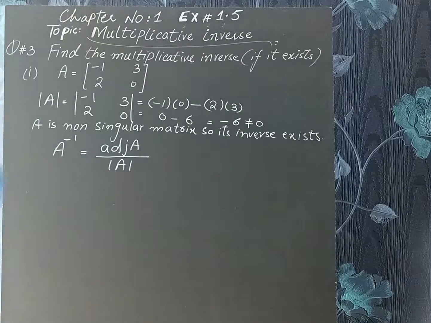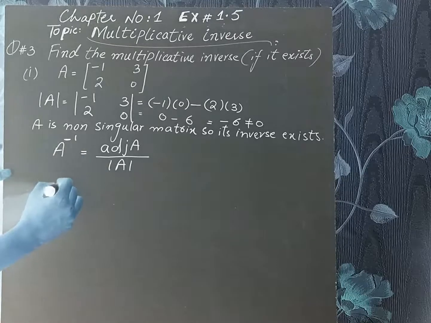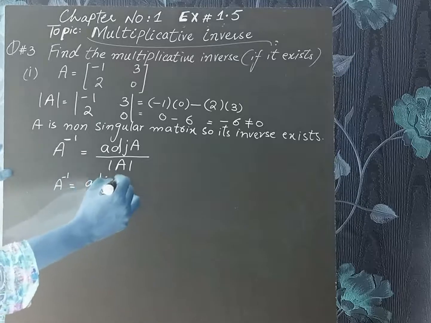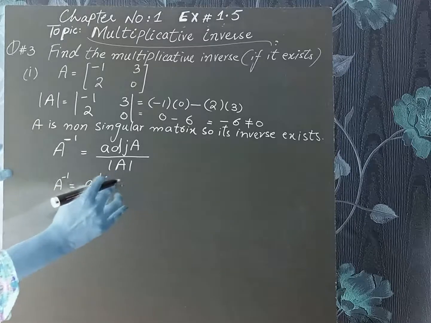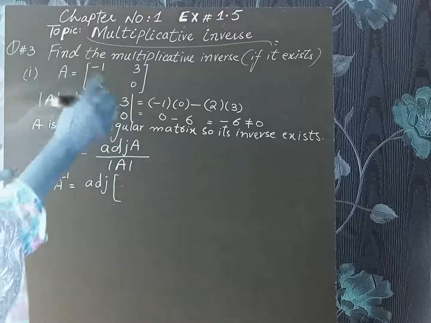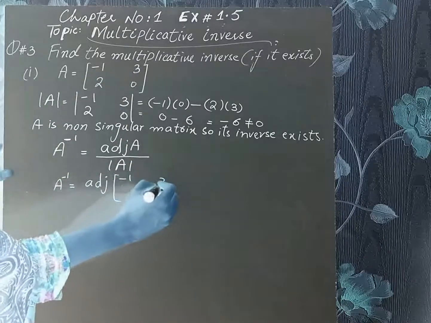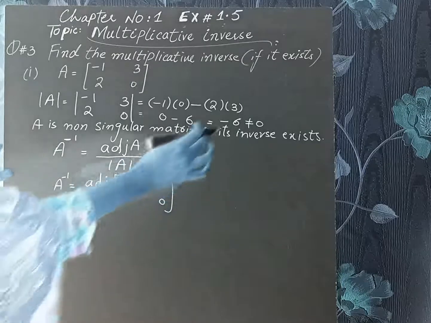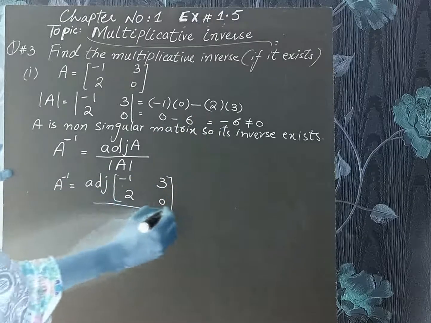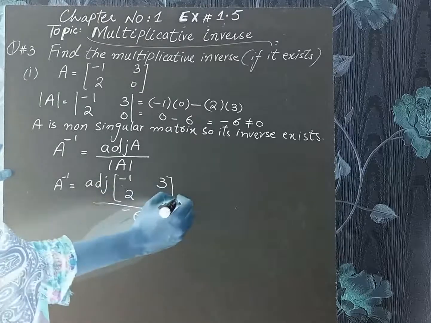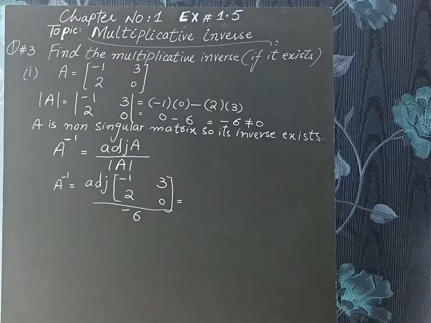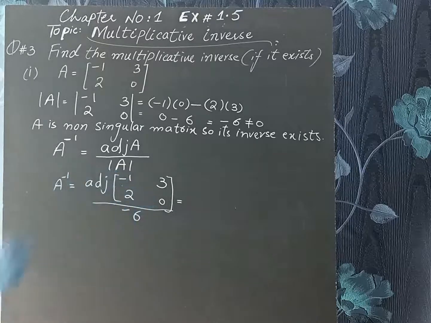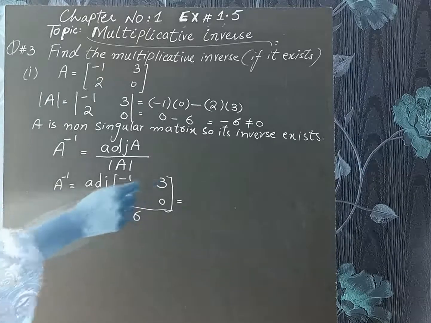Adjoint we will find here first. Formula we have written. Adjoint of A. Sorry, here we will write the matrix A. That is -1, 3, 2, 0. And what is the determinant of A? That is -6. We have already found here. Adjoint we will find here. I've told you how to find the adjoint, that interchanging the diagonal entries and change the sign of non-diagonal entries.